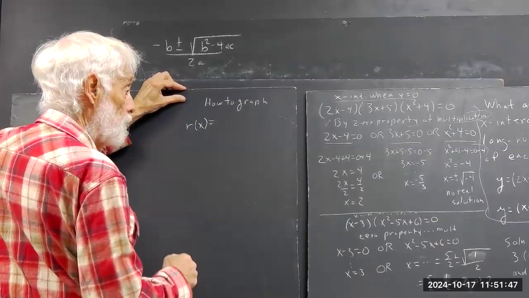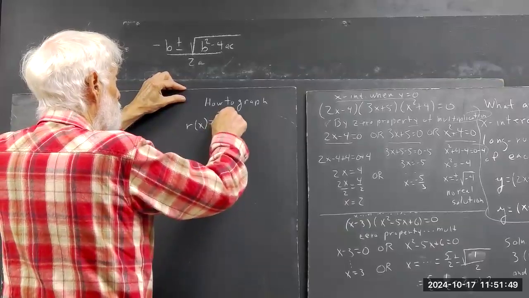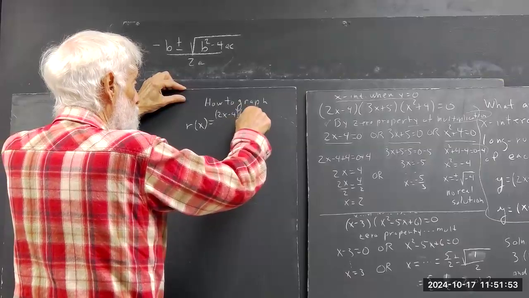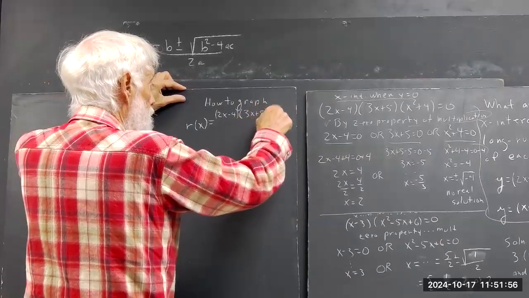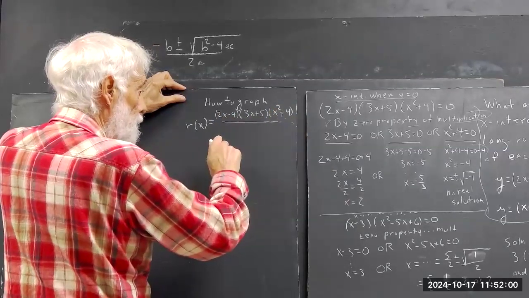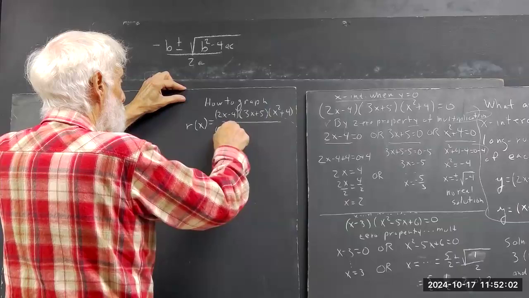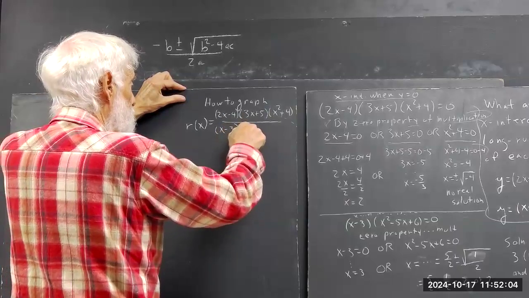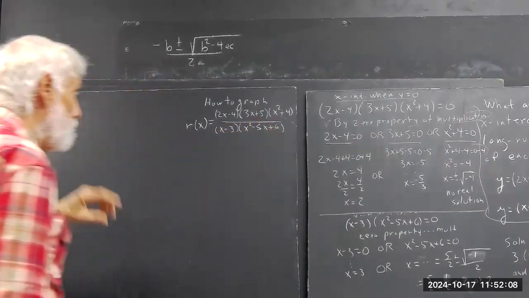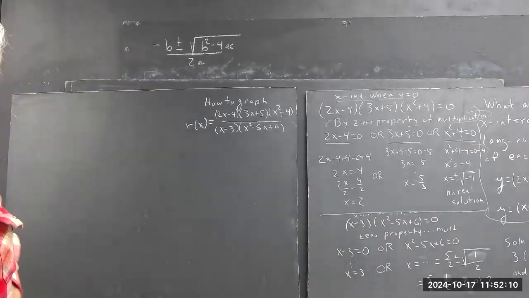Okay, and I want to put one of these over the other. I'm going to say 2x minus 4 in the numerator times 3x plus 5 times x squared plus 4, divided by x minus 3 times x squared minus 5x plus x.